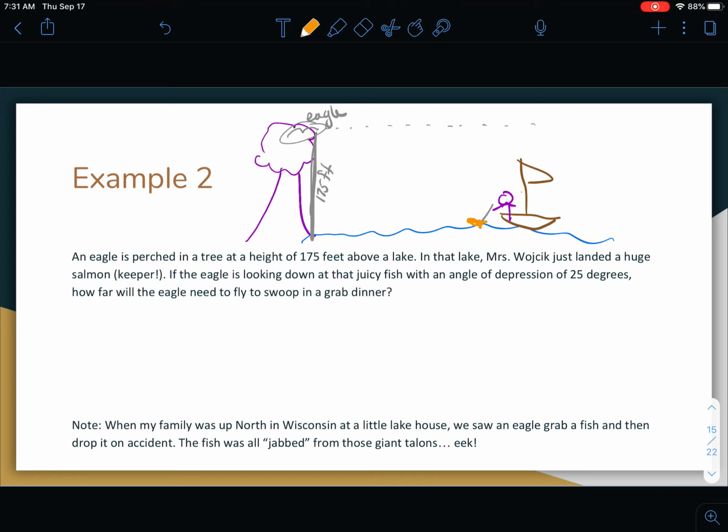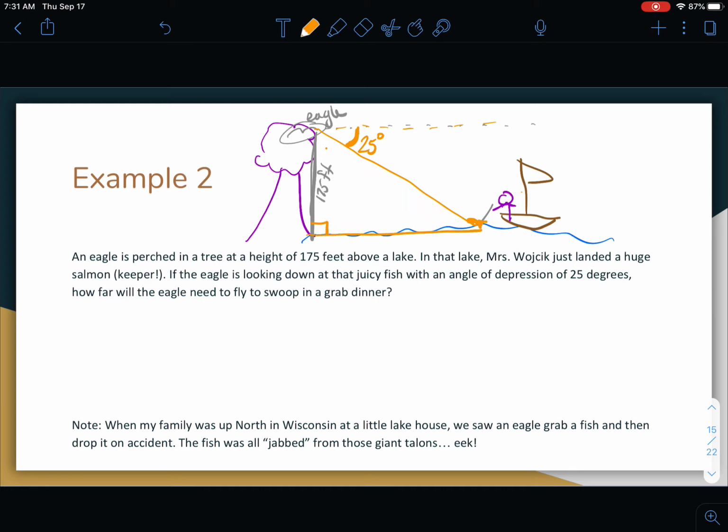All right, so this eagle is looking straight out and then looks down, angle of depression. That's what this is, angle of depression. So looking down, here is the angle of depression. Students usually are going to make the mistake of putting the angle here, but that doesn't make any sense. We're looking straight out and then shift your eyeball down to the fish. So this is 25 degrees.